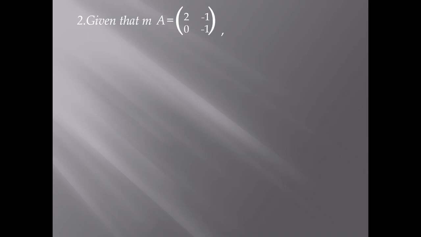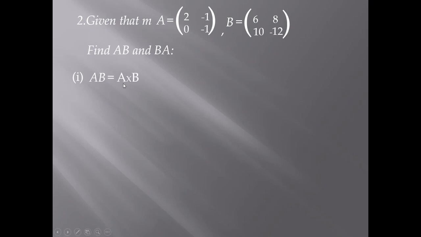So we have matrix A, we have matrix B. We want to find AB and then BA. AB is simply A times B, so we shall say matrix A times matrix B. The matrix A is here, the matrix B is there. Where there is A, we put that value. Where there is B, we put that value.